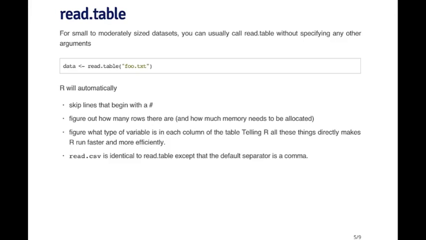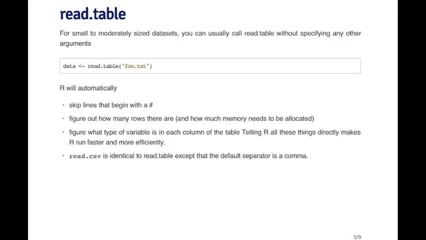For small and moderately sized data sets, and as computers get better every day, the definition of small and moderate is growing, you can usually use read.table without specifying any of the other arguments besides the file name. You can say read.table on, say, foo.txt. This is just the name of the file, and it will automatically take care of figuring out what the classes of the different columns are. It will figure out how many rows there are, etc. You don't have to specify any of that information if you don't feel like it. This will return an object here that I call data, and that will be a data frame.